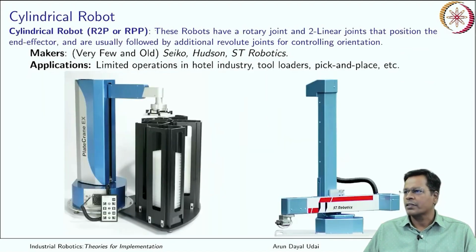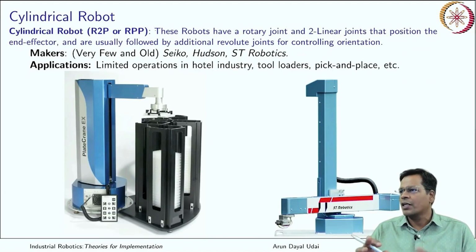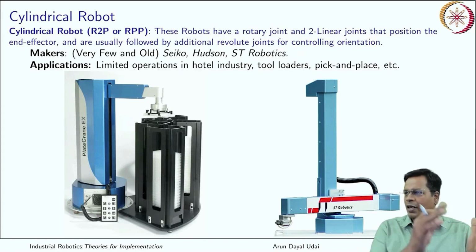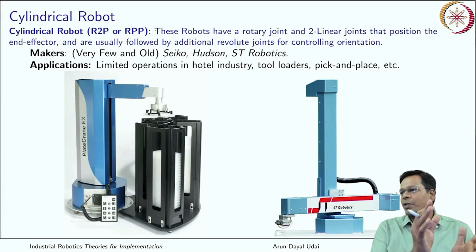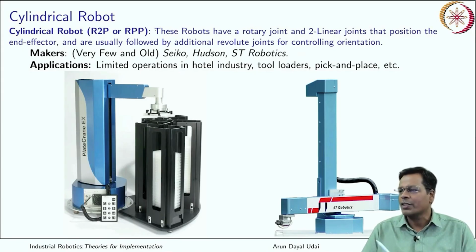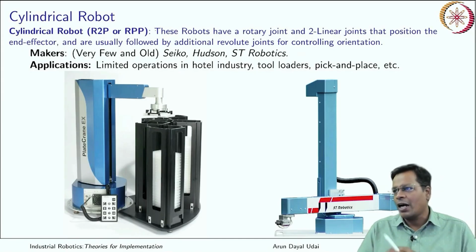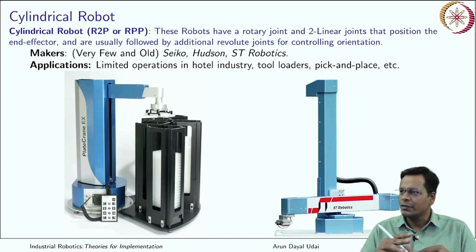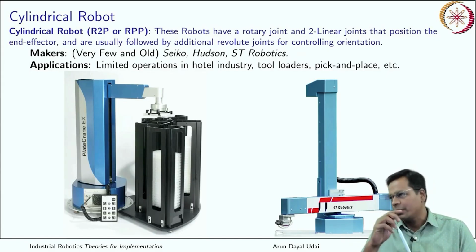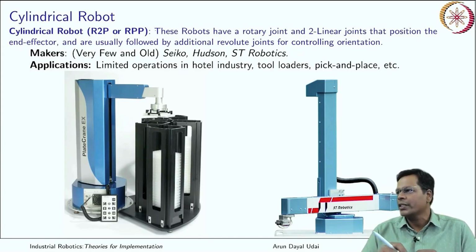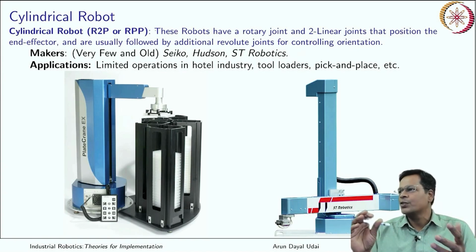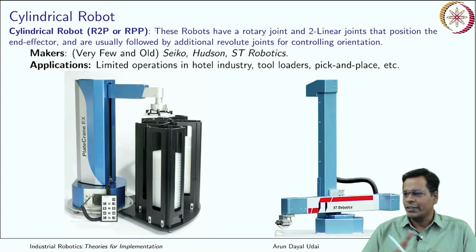So now this is the cylindrical robot. This looks like a physical robot. That was a cartoon of it, a simple line diagram of a similar robot that I have shown you. So it is an RPP robot. In short form it can also be called R2P, so 2 times P. These robots have a rotary joint and 2 linear joints that position the end effector, and are usually followed again by an additional revolute joint for controlling the orientation.